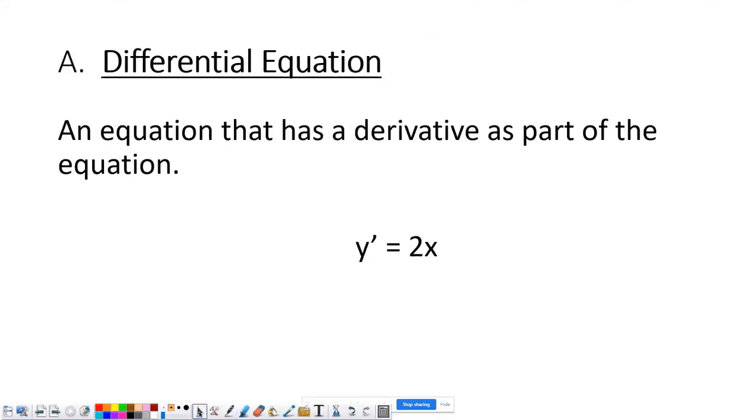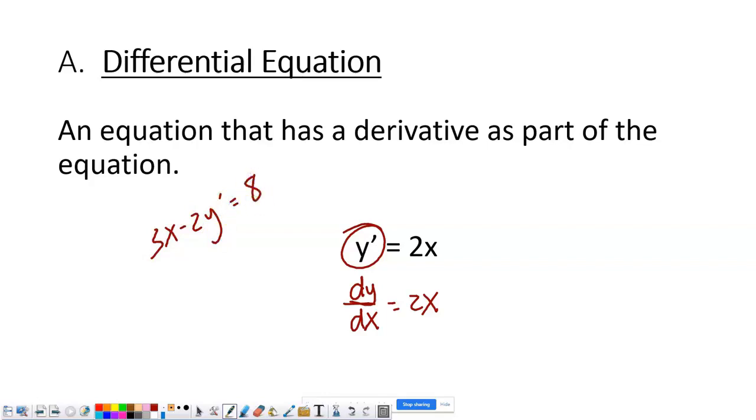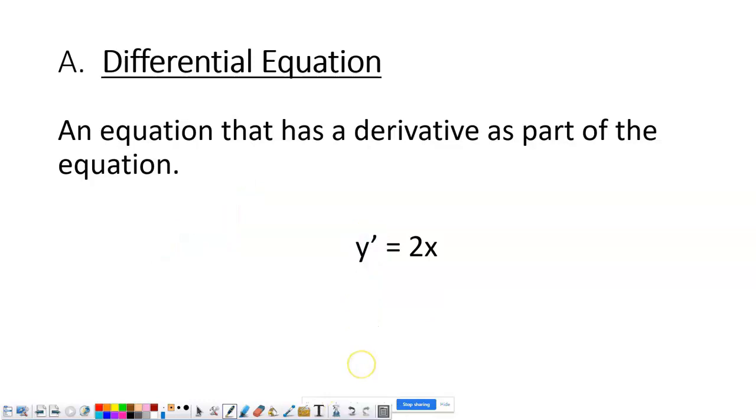All right. So what is a differential equation, first of all? A differential equation is an equation that has a derivative as part of the equation. So if you see a dy dx or a y prime in there, anywhere, that's a differential equation. It could also be an implicit one like this. It doesn't matter, so long as there is a derivative, a dy dx in there, then it's what we call a differential equation. Okay? So, moving along.